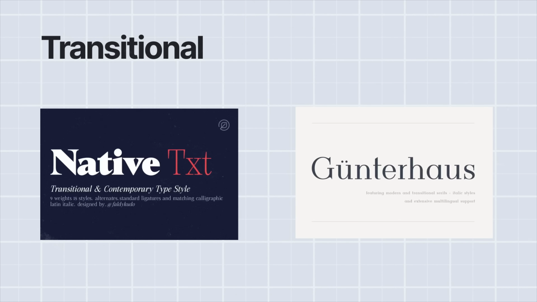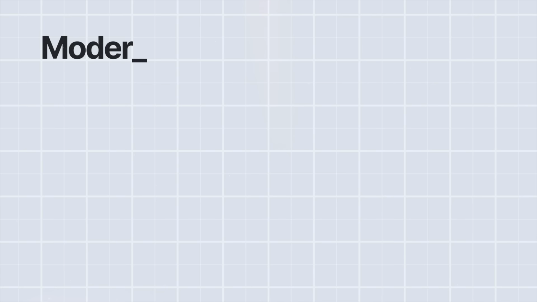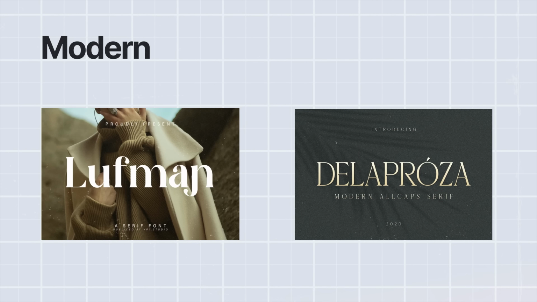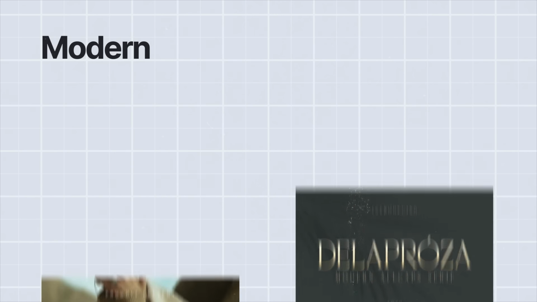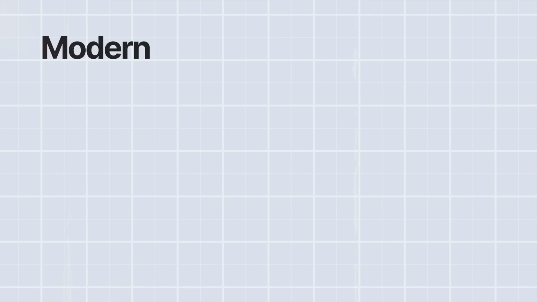Serifs can also be transitional, so these came into the picture in the 18th century as a transition between old-style fonts and modern styles. The main feature here is sharper serifs. Modern serifs became more refined in detail thanks to advances in the printing processes, and they feature completely straight, flat serifs that sometimes can make them look less legible and more fashionable.